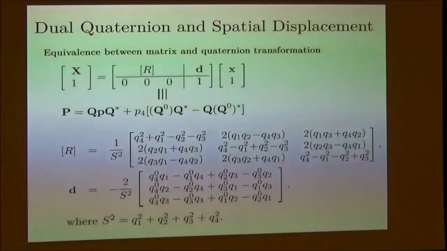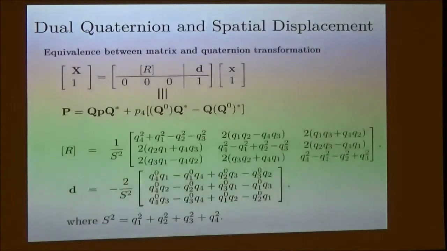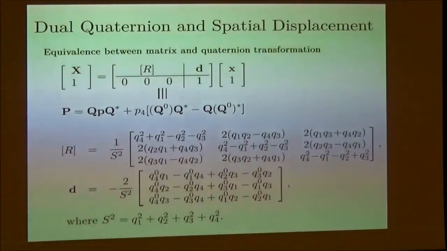So start over here, right? This Q0 is equal to 1/2 d Q. Substitute that in this expression. We already know what Q is, and see if you can get the d itself from that.